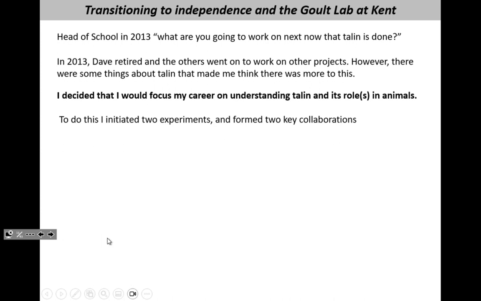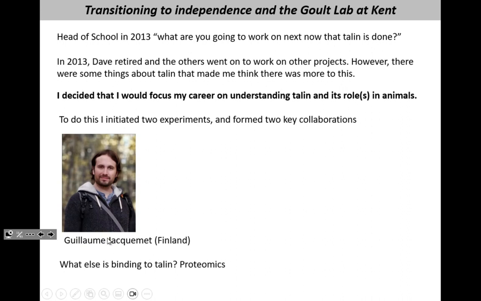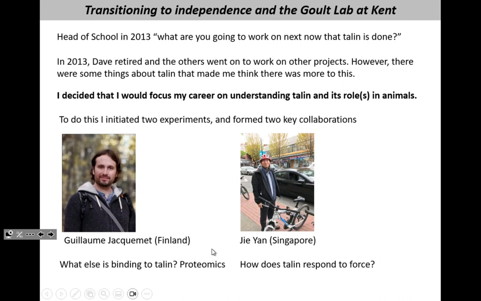So to do that, I initiated two experiments, which led to me forming two key collaborations with Guillaume Giacomet, who was at Manchester at the time, but now has his own lab in Finland, to find what else Talin's binding to, to actually do proteomics on this and see what else is bound. And also to G, I don't think he would be too thrilled with that photo, but this is G, my friend in Singapore, and he is an expert in single molecule manipulation of proteins.